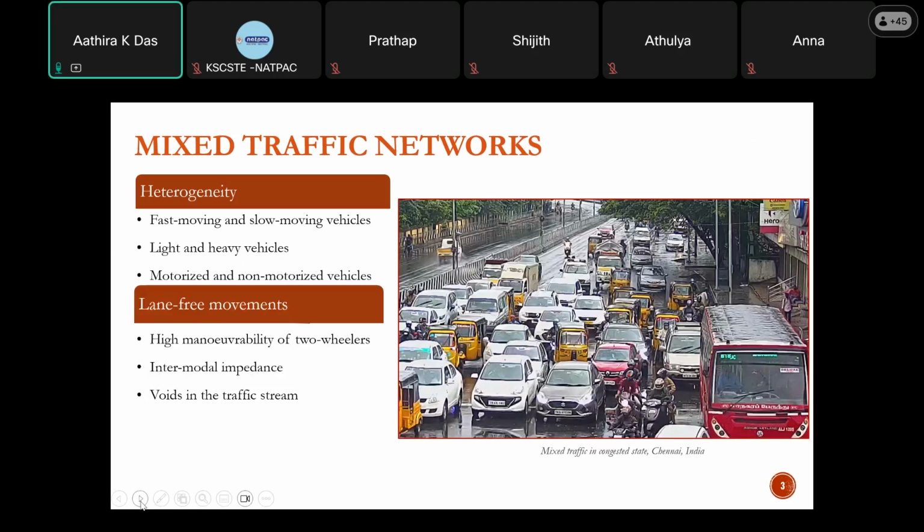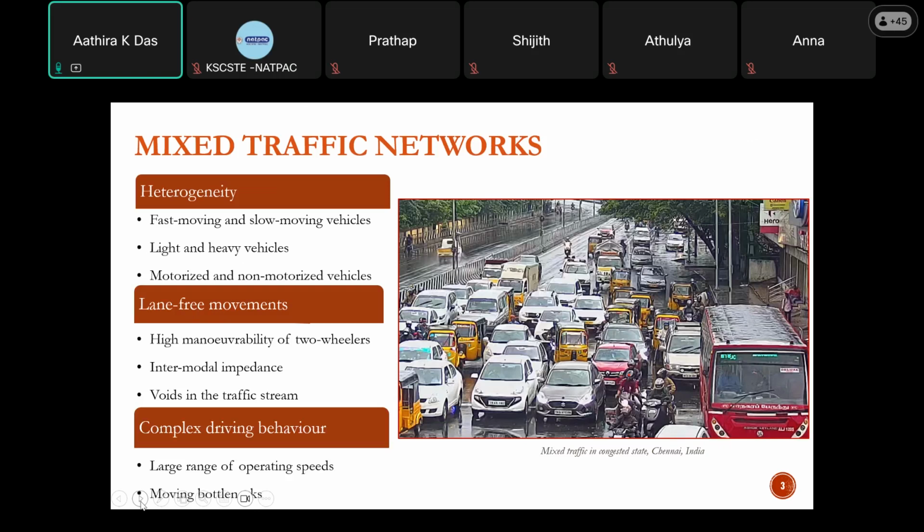The traffic conditions will have certain unique characteristics like lane-free movement of vehicles, which leads to high maneuverability of two-wheelers, friction between different vehicles, and some space going unutilized due to the varying size and speed of different vehicle types. Also, the complex driving behavior will lead to a large range of operating speeds and sometimes moving bottlenecks in the traffic stream.